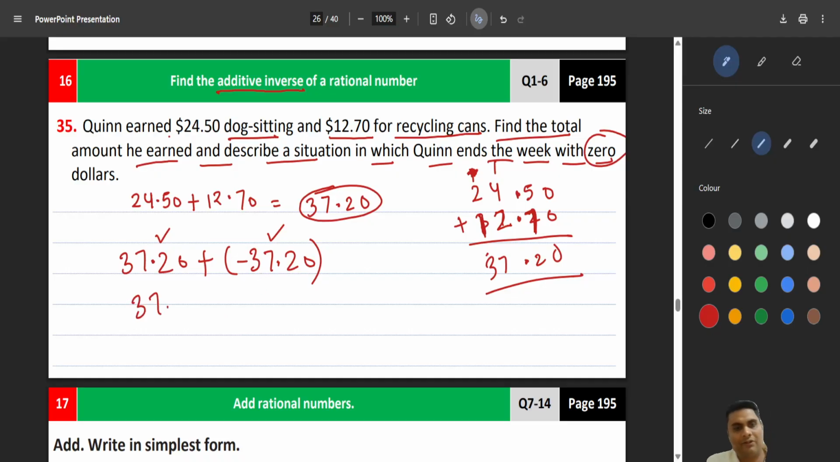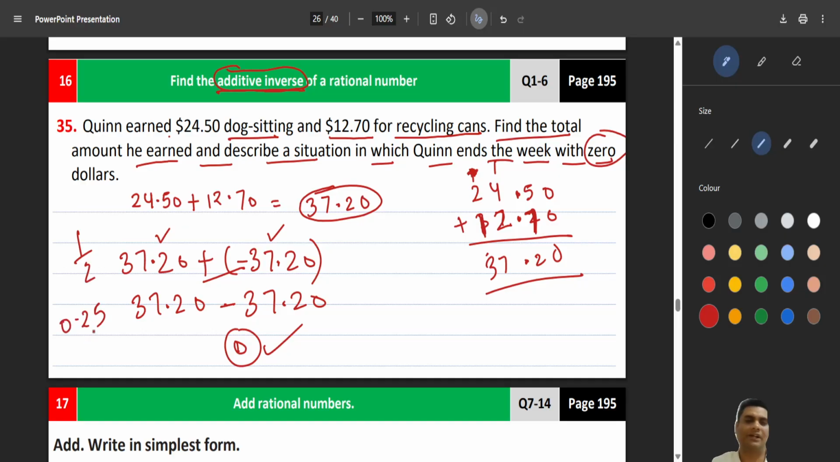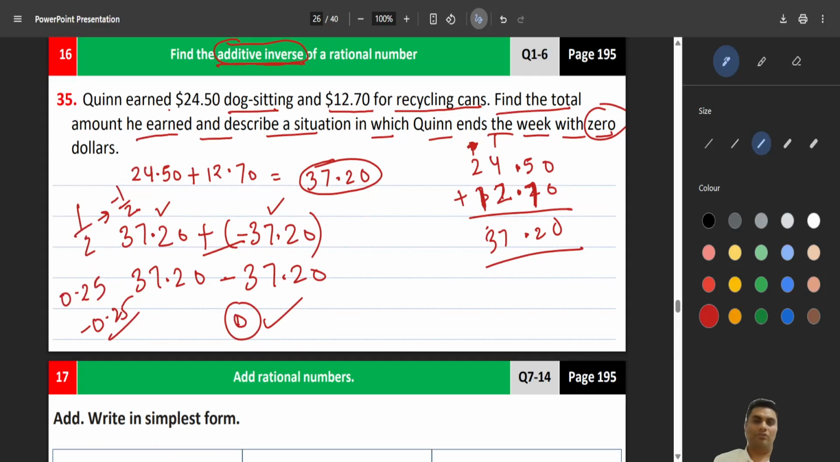So 37.20, different sign become minus, and 37.20 minus, you will get 0. Okay, this is additive inverse. I think in the exam, he will directly ask you the additive inverse of a number. He will give you a number, let's say 1 over 2 or 0.25, and he will ask you what is the additive inverse. So for 1 over 2, you can simply say minus 1 over 2. If it is 0.25, so minus 0.25. But anyhow, one question will come on additive inverse also, okay?